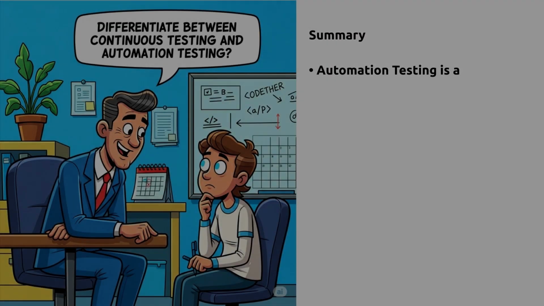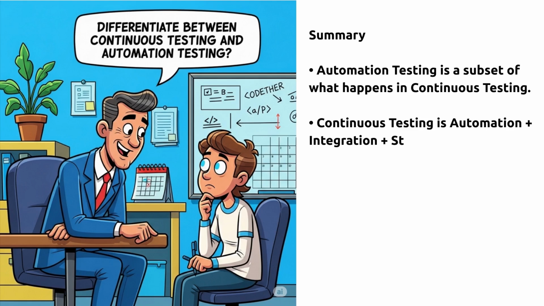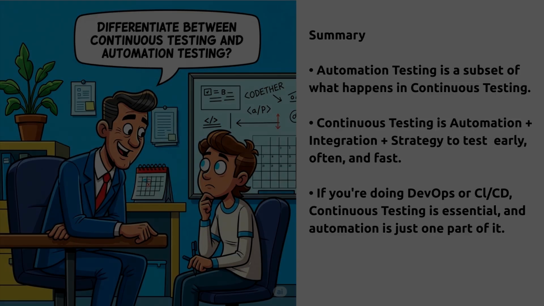Automation testing is a part of continuous testing, because continuous testing equals automation plus integration plus strategy. So in CI/CD, continuous testing is essential, and automation is just a part of continuous testing. While automation testing is the tool, continuous testing is the strategy, integrating testing across every stage of the DevOps lifecycle to catch issues faster and release with confidence.